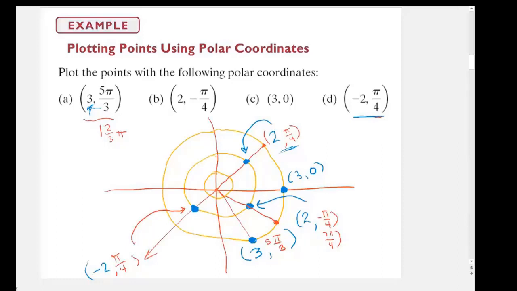Again, go to your angle first. And then the negative just means you go in the opposite direction. If it's positive, you go in the positive direction. That's for radius. For angle, if it's negative, we go clockwise, and if it's positive, we go counterclockwise.